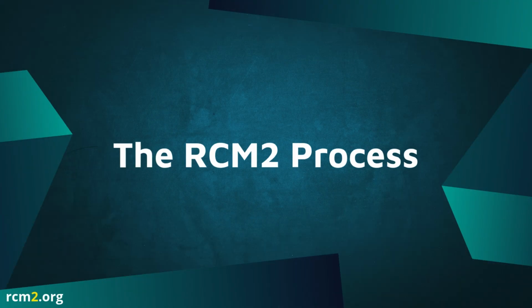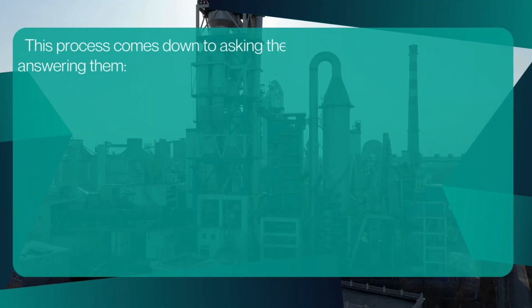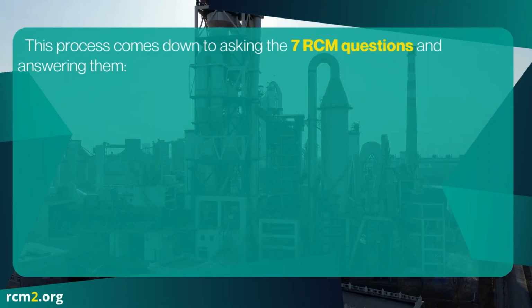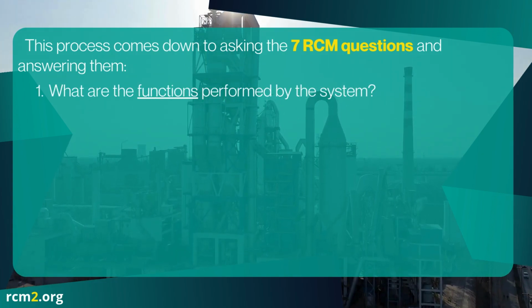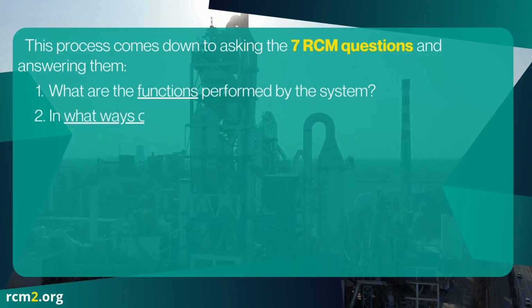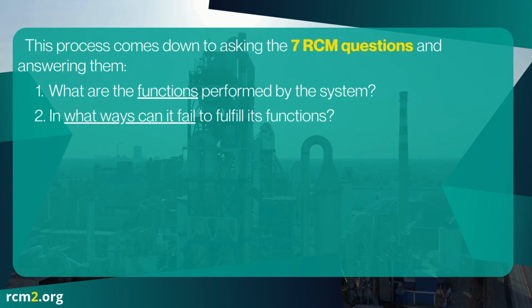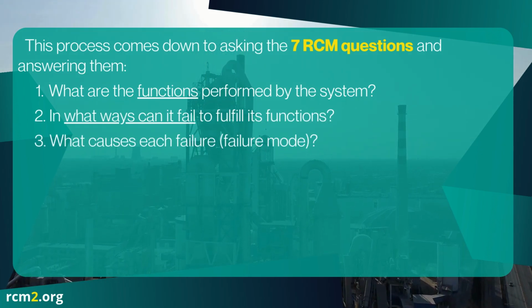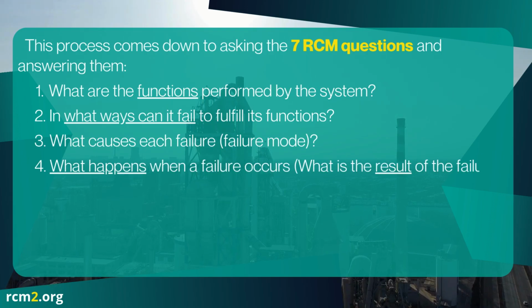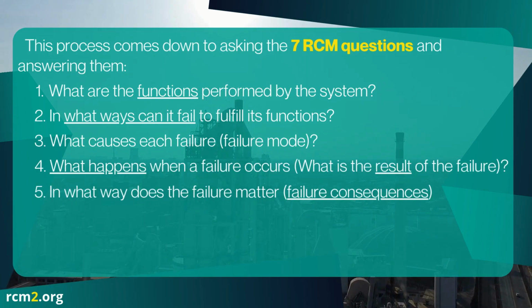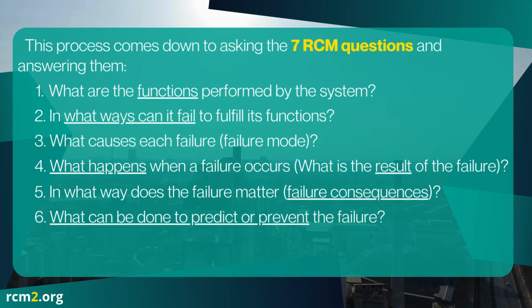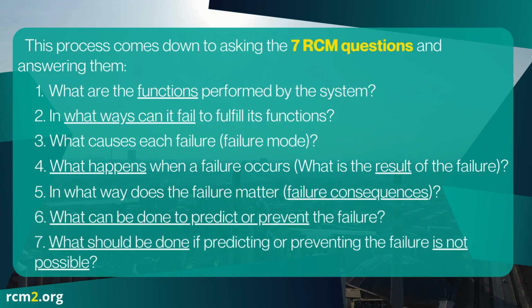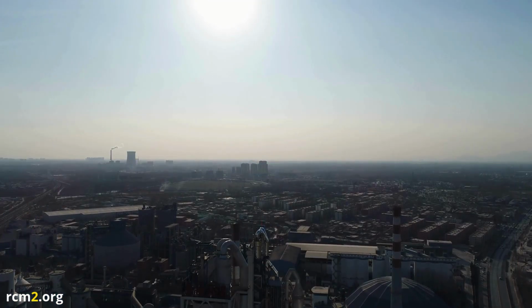The RCM2 process. This process comes down to asking the 7 RCM questions and answering them. What are the functions performed by the system? In what ways can it fail to fulfill its functions? What causes each failure? What happens when a failure occurs? In what way does the failure matter? What can be done to predict or prevent the failure? What should be done if predicting or preventing the failure is not possible?